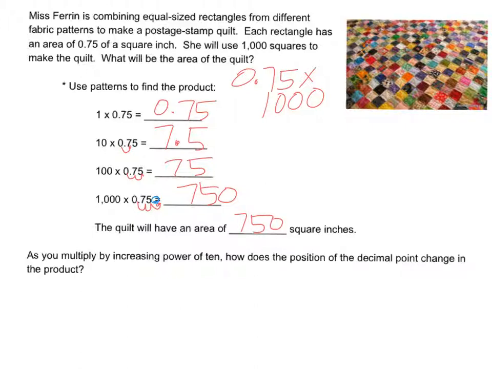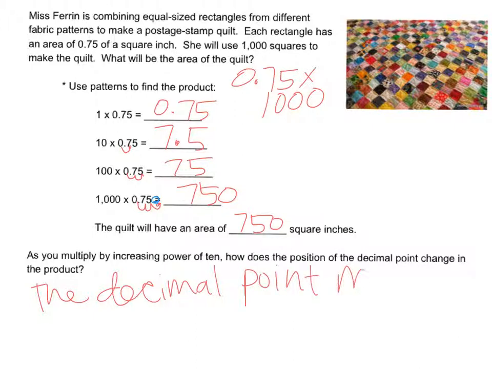As we're multiplying by increasing powers of 10, how does the position of the decimal point change in the product? Every time I increase that power of 10, my decimal point moves 1 to the right. So that's what I'm going to write in here. The decimal point moves 1 place to the right.